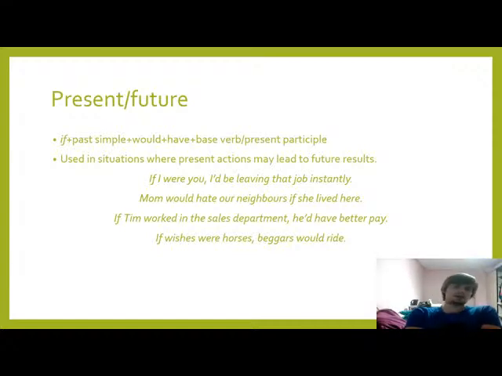Meaning, if I said, if I were you, I would be leaving that job instantly. So I'm not in your shoes. If I were in your shoes, and if I had that toxic job you have, if I was living in that toxic job environment, I would be leaving that environment and move somewhere nicer.